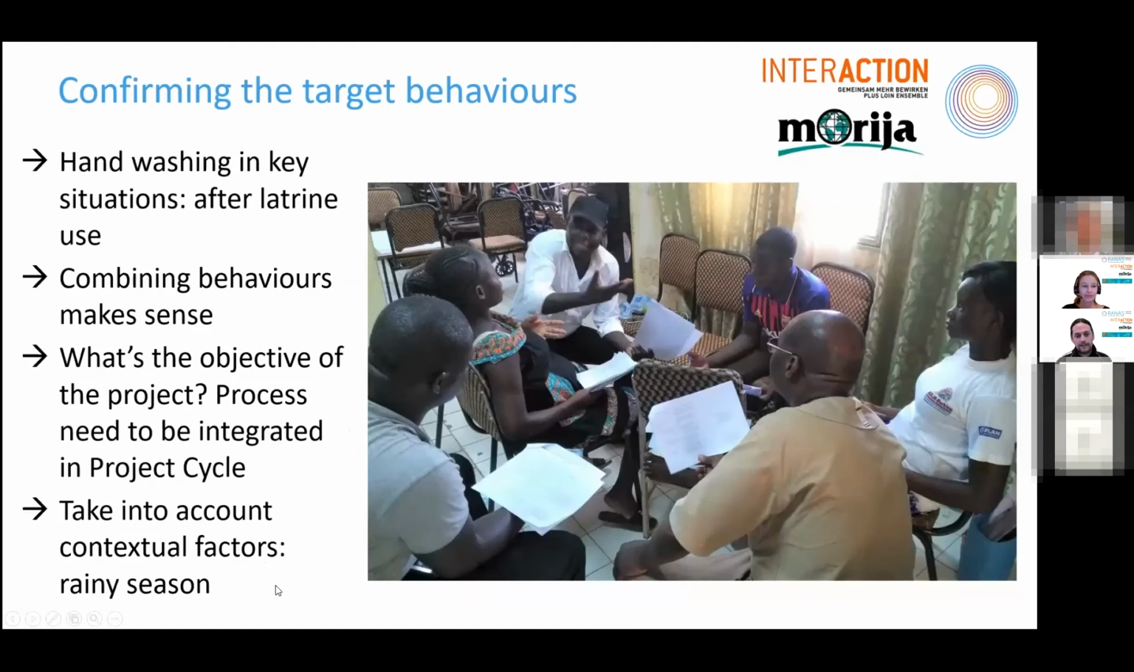So in this case, as you see on the picture, here we gathered all stakeholders of the project. You have four hygiene facilitators, people who will go day by day into the villages, trying to make people change, actually, to have proper behaviors. And then you have the monitoring and evaluation person and the project director.